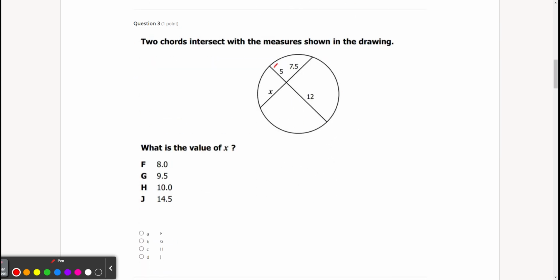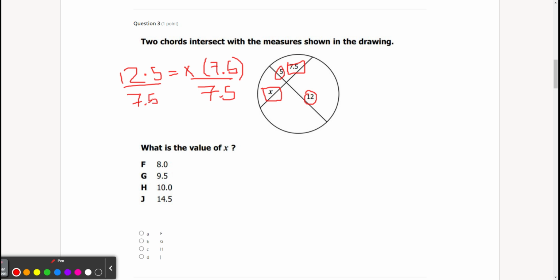And then if I come down here, if I have 2 chords that are inside the circle, what do I have to do with all these 4 pieces? 12 times 5 equals x times 7.5. Or some of you can just divide by the 7.5 right off the bat. So this is 12 times 5 divided by 7.5 equals x. Okay. Multiply the 2 pieces of this segment, multiply the 2 pieces of this segment and then solve. Or you multiply one segment, divide by that 3rd piece, and it gives you the missing piece.